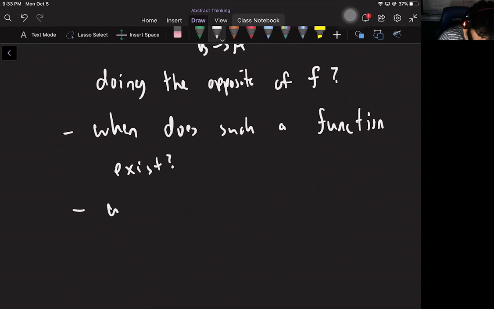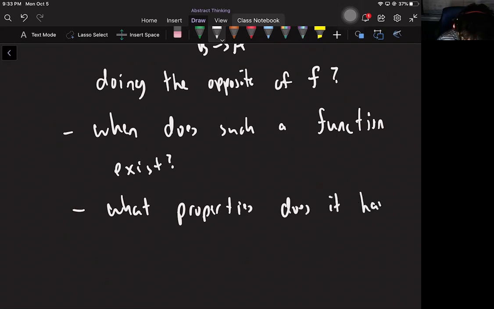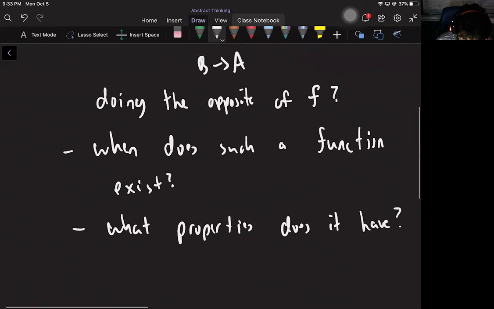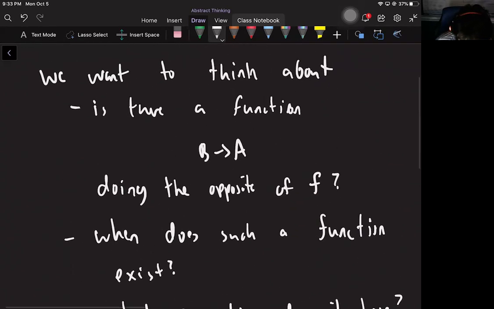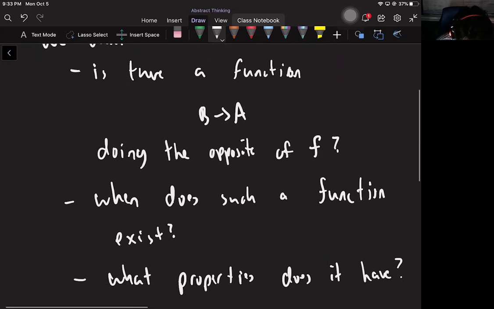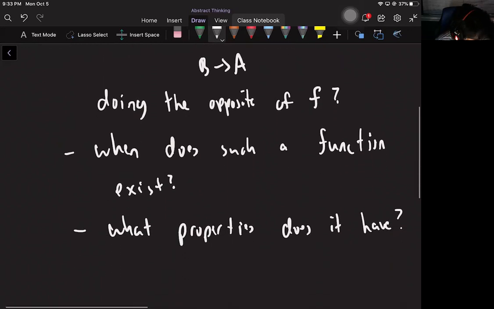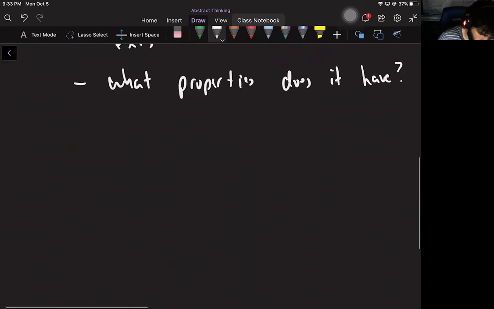And then whenever you learn something new, you want to learn about what properties it has. And by it, I mean the function going backwards, if it exists. So when does it exist is the first question I have to answer before that. Okay, so let's just look at mini examples first. That's always a good place to start when you're learning something new.